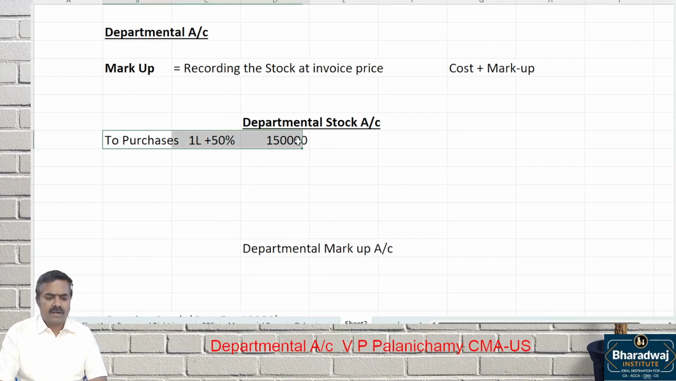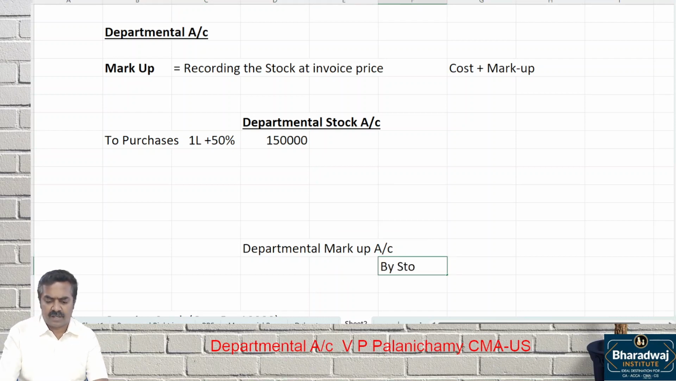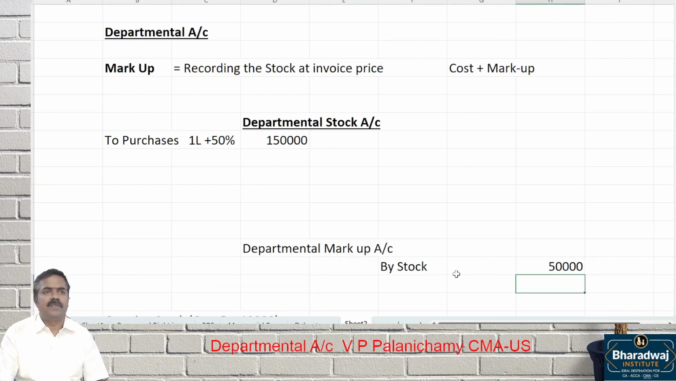On the purchases, what is the markup done? 50%. That will come in the departmental markup account as buy stock. Buy stock, how much? 50,000. The loading part alone, like a stock reserve, will come in which account? Maybe you would have prepared the branch adjustment account.